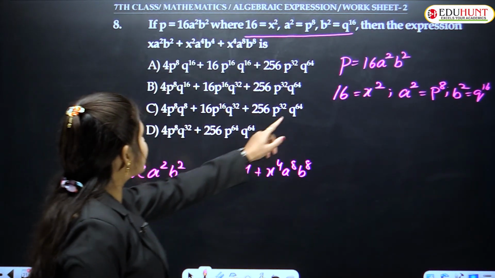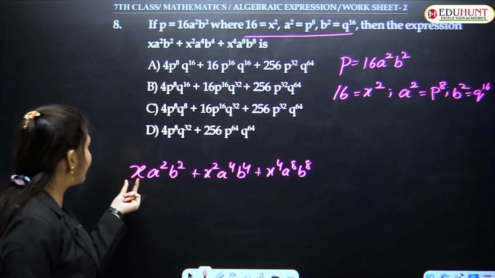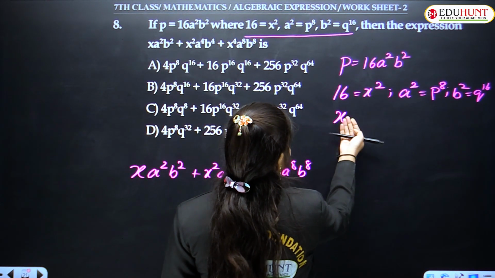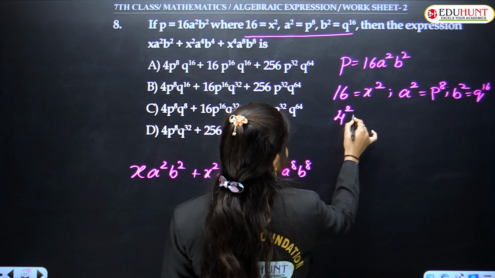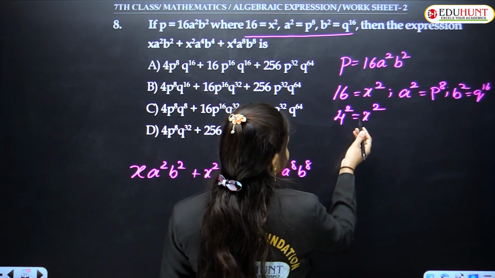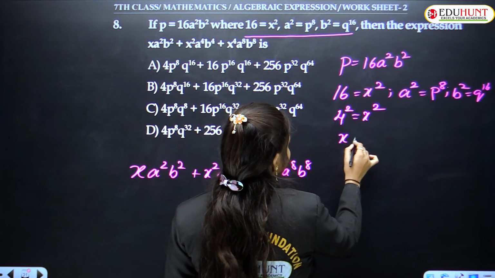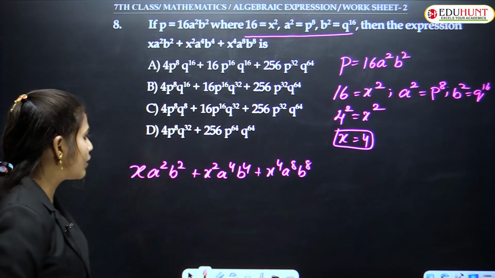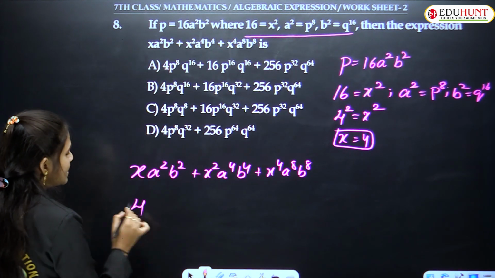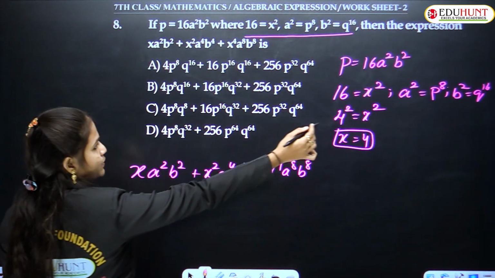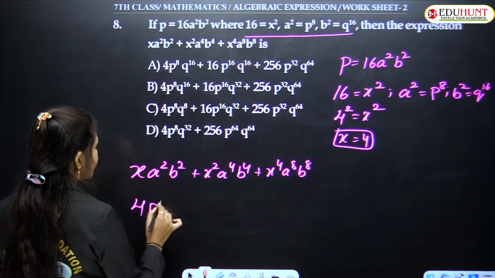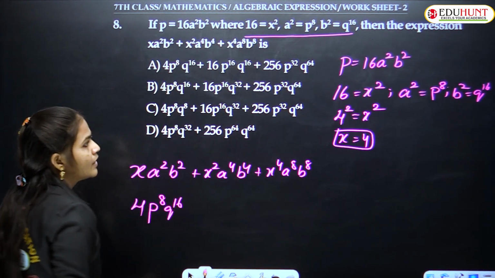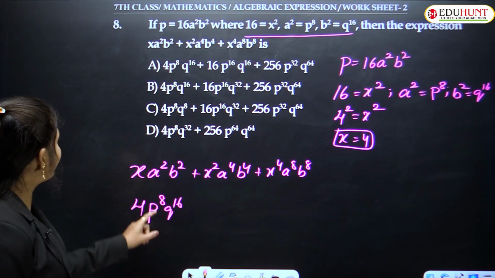Now here x square is equal to 16, but here they given that x term, no? So that's why here we can write this one as 4 square is equal to x square. As per this one here, x is equal to 4. Okay, now substitute that x is equal to 4 and a square is equal to p power 8, b square is equal to q power 16.